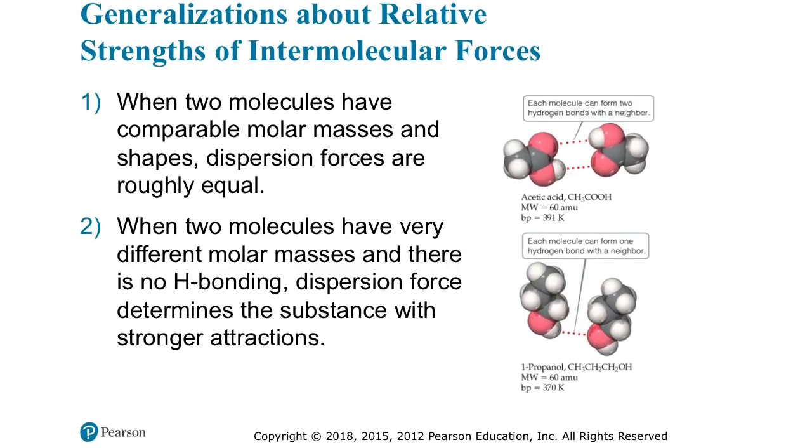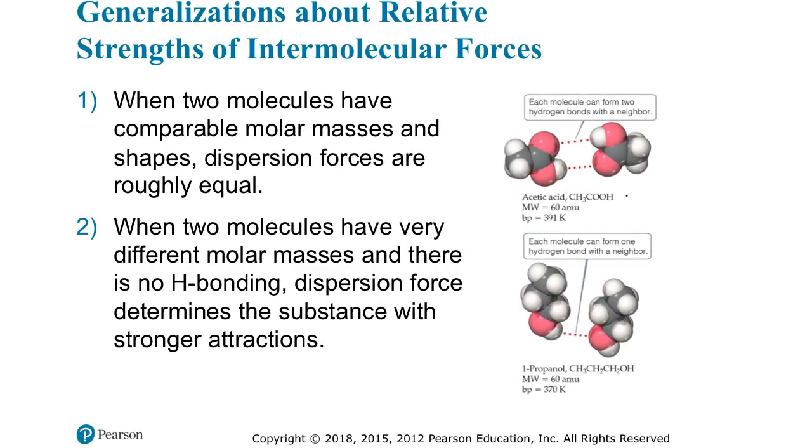So we're looking at acetic acid. Acetic acid has a molar mass of 60 atomic mass units, boiling point of 390. We can compare that with 1 propanol, which has the same molecular weight but a lower boiling point. When we're comparing these compounds, they have the same size, so they should have the same overall dispersive force. They would have to have different dipole moments to differ in dispersion forces as well, or differ in shape by a fair bit, and these molecules are pretty similar in their overall shape.